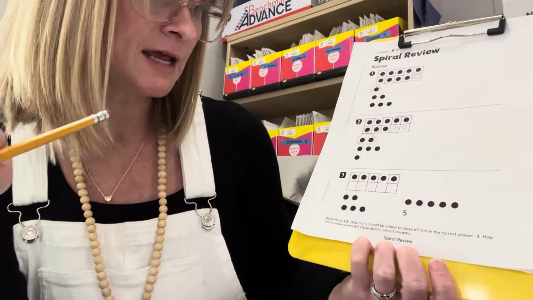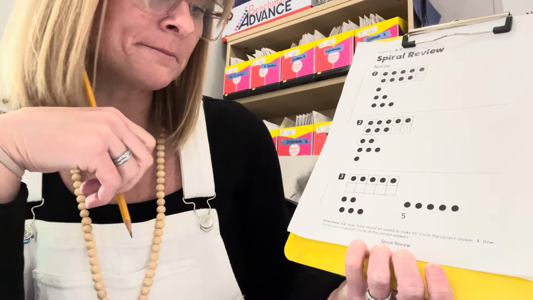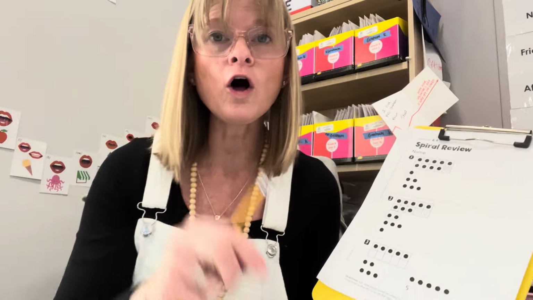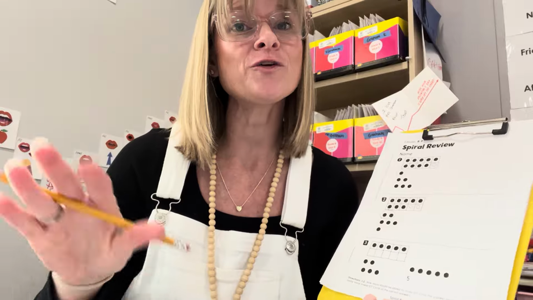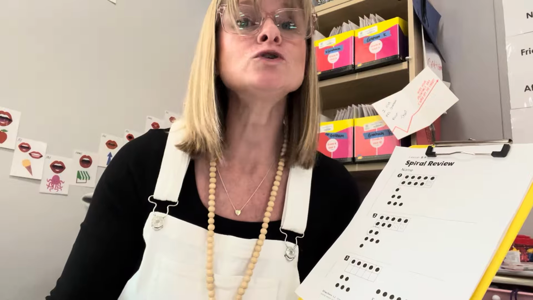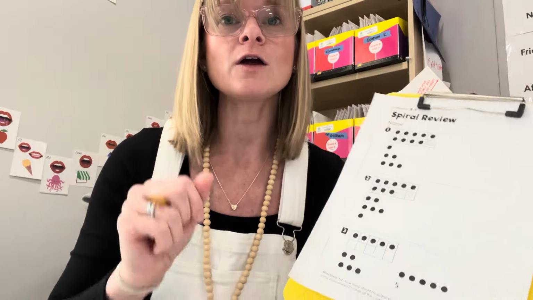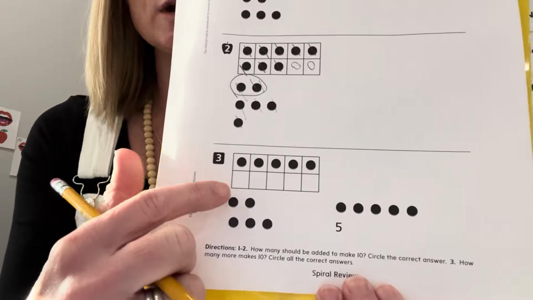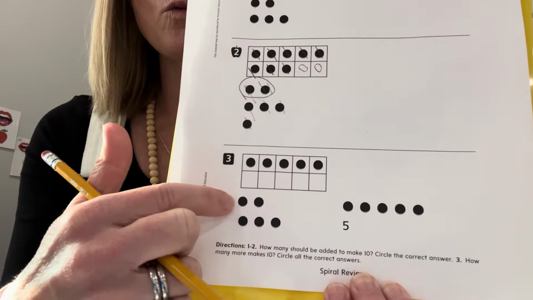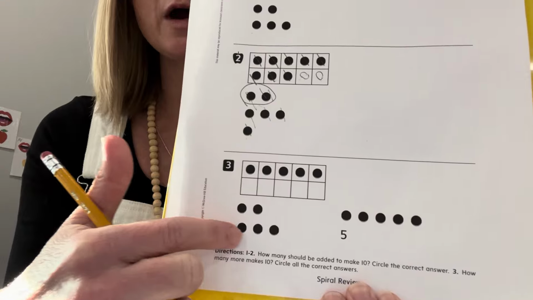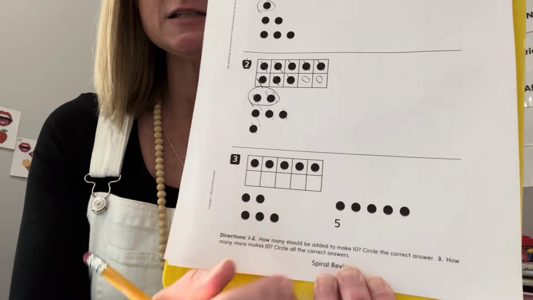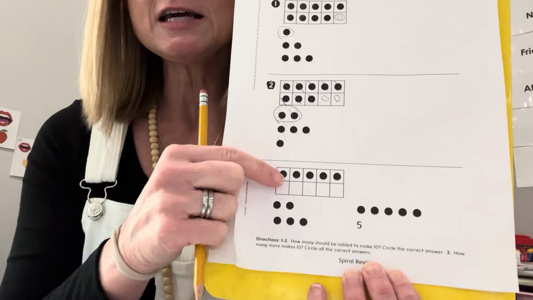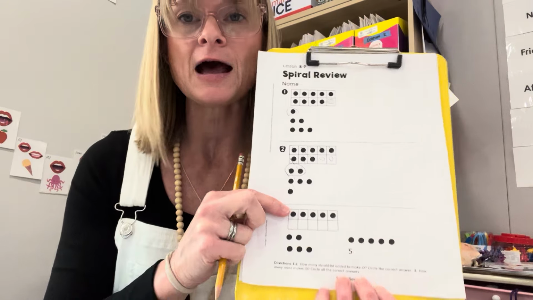Now let's look down here. Listen to the question. It says, how many more makes 10? Circle all the correct answers. There's that circle all the correct answers. So you know you should be circling more than 1. So when we look at our answer choices, this is 1 answer choice, this is 1 answer choice, this is 1 answer choice, and this is 1 answer choice. So let's take a look at how many are in the 10 frame and how many more we need.